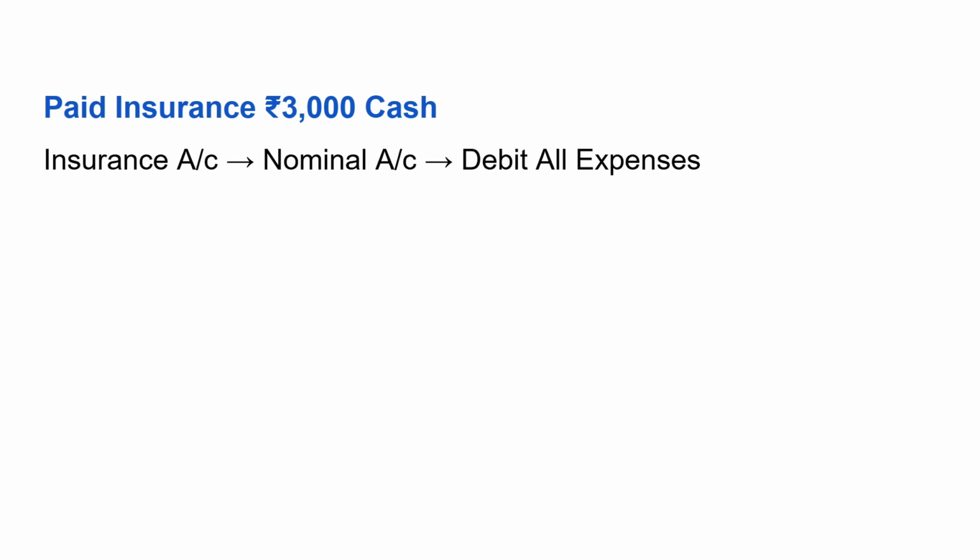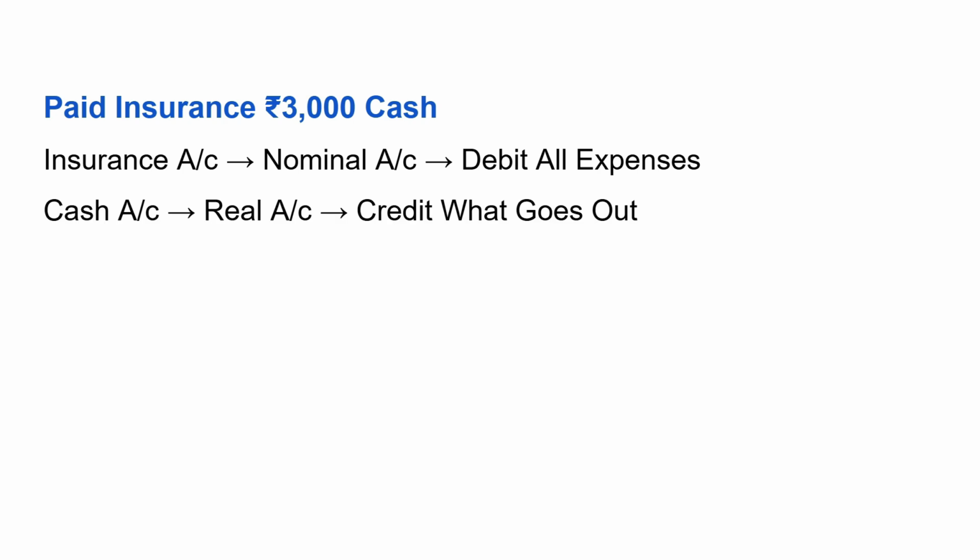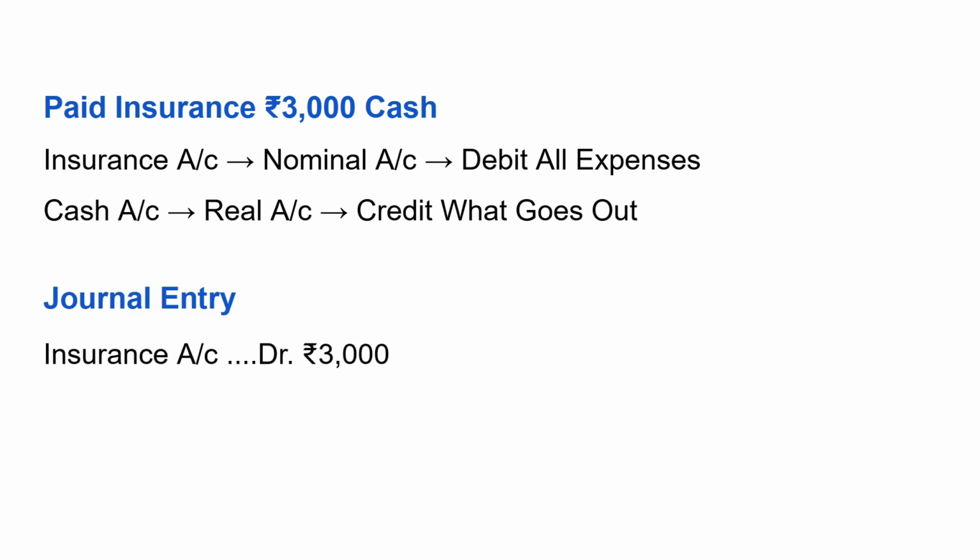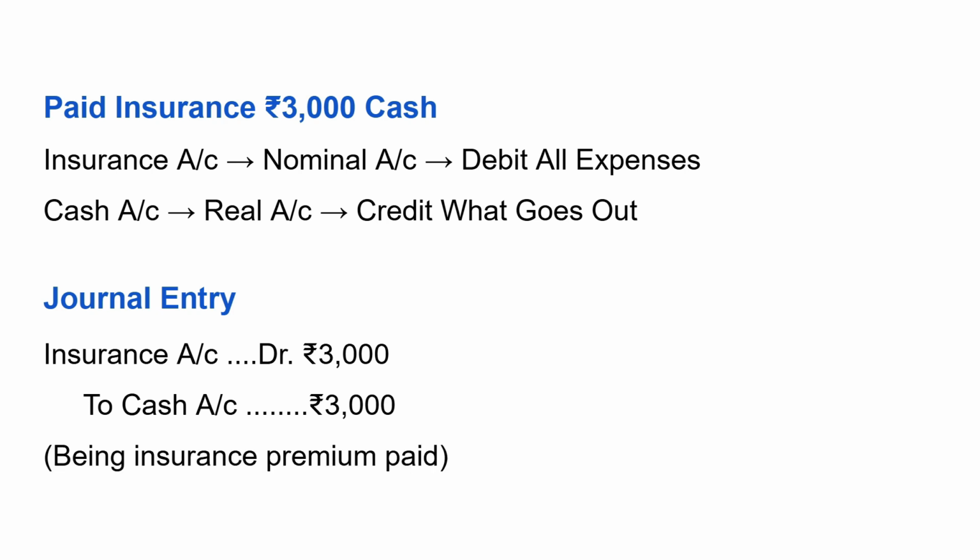Next, paid insurance 3000 rupees cash. Now here it is mentioned we have paid in cash. So the two accounts affected are insurance account and cash account. Insurance account, it is nominal account and insurance is an expense, so debit all expenses. And cash account is real account and cash goes out of the business, so the rule for real account is credit what goes out. And the journal entry is insurance account debit 3000 rupees to cash account 3000 rupees, and the narration is being insurance premium paid.